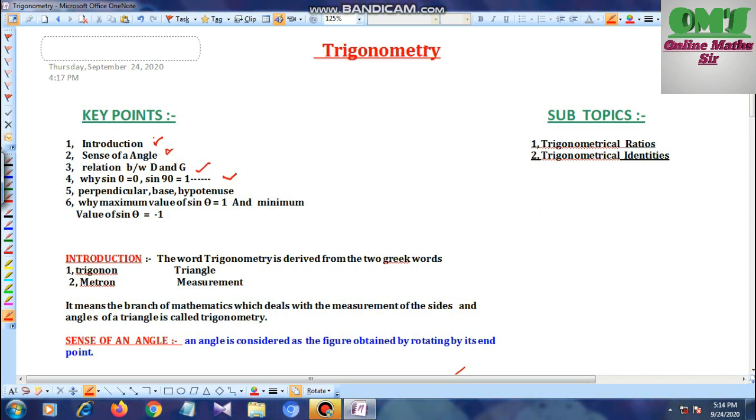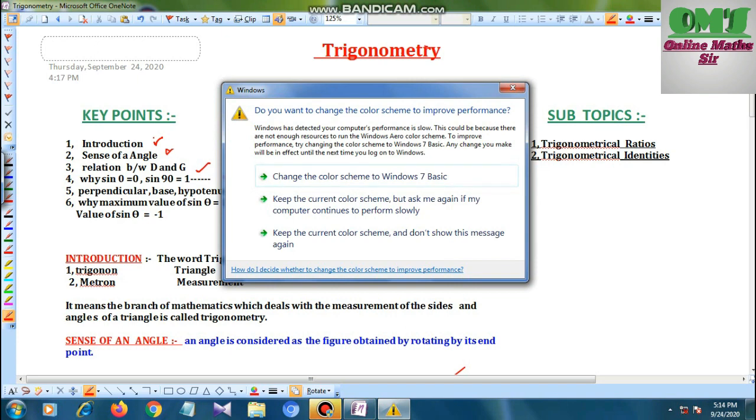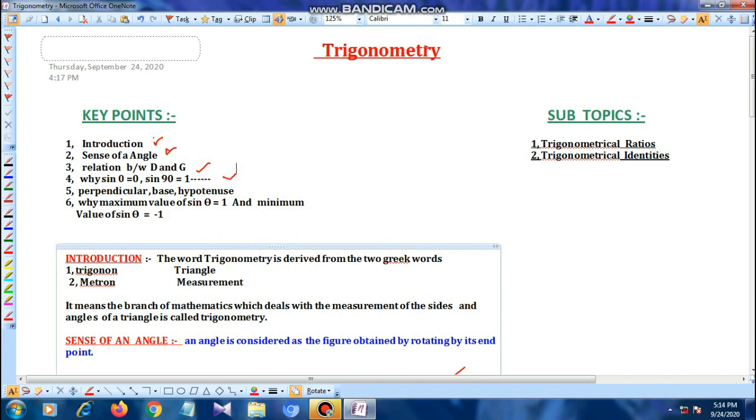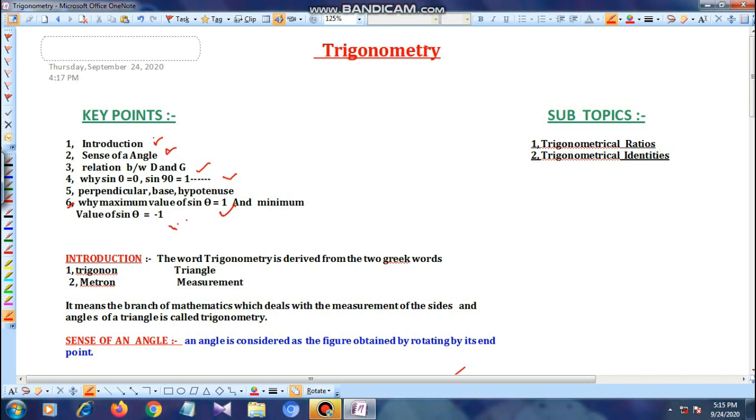Trigonometry is a subject, a branch of mathematics which deals with the measurement of sides and the angles of a triangle. And the sixth point is this: why maximum value of sine theta is 1 and minimum value is minus 1.